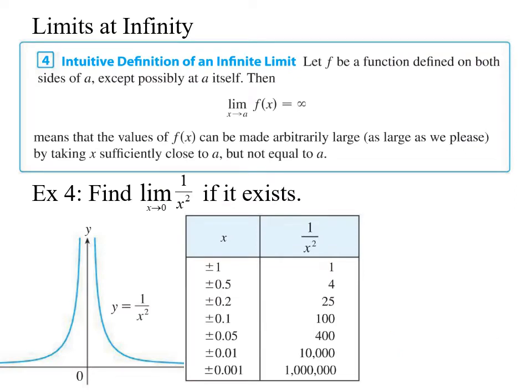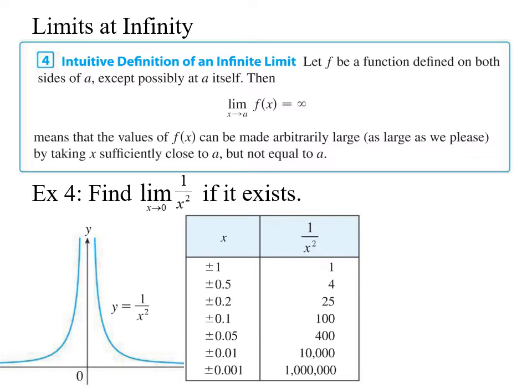All right, what if you need to get a limit that's not a real number? For example, infinity is very popular. So, reading through this definition really quick, let f be a function defined on both sides of a, except possibly a itself. That's similar. We can say that the limit of f of x as x approaches a will equal infinity, or it could be negative infinity as well, means that the values of f of x can be made arbitrarily large the closer you get to your a value.